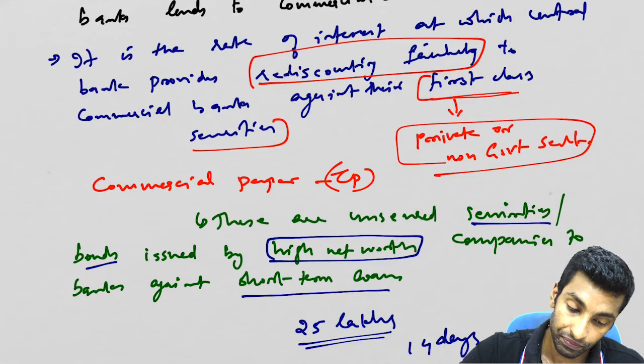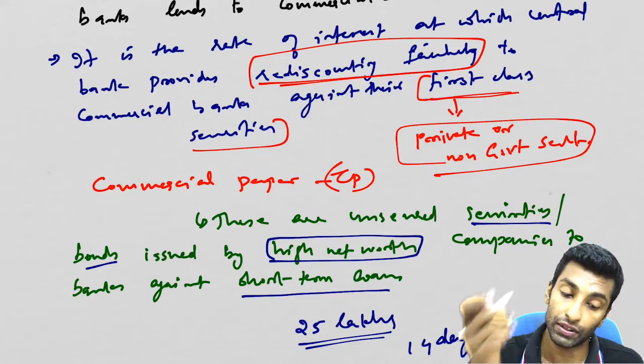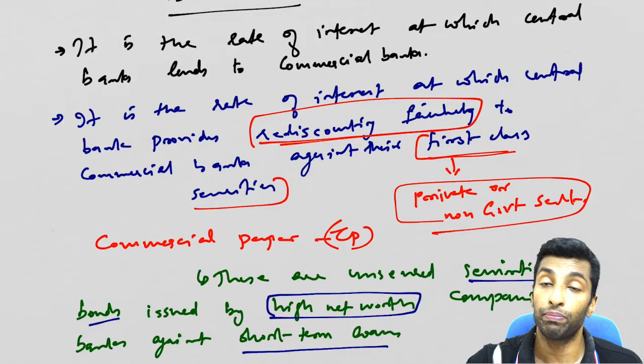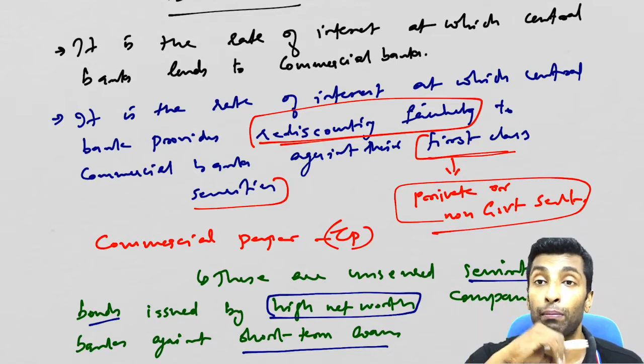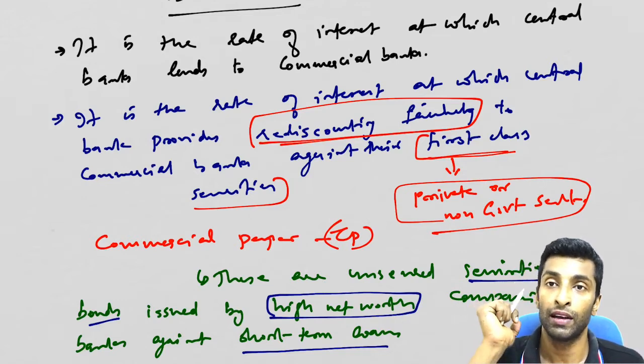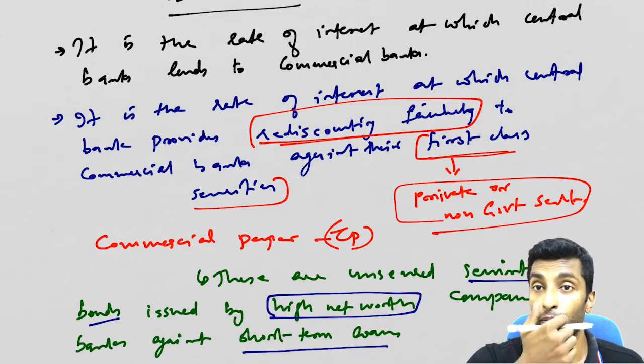So what is bank rate? It is the rate of interest at which the central bank provides rediscounting facility to banks. That means banks can borrow from the central bank by pledging first class securities like commercial paper, commercial bill, etc. These are the securities of private or non-government entities.